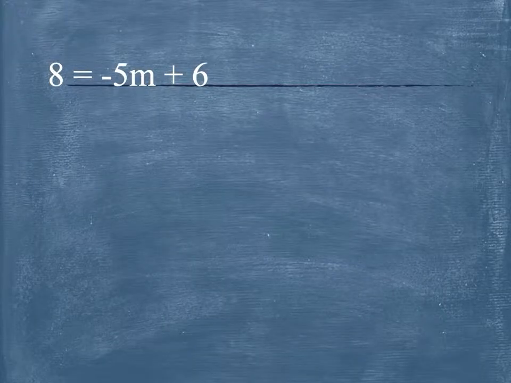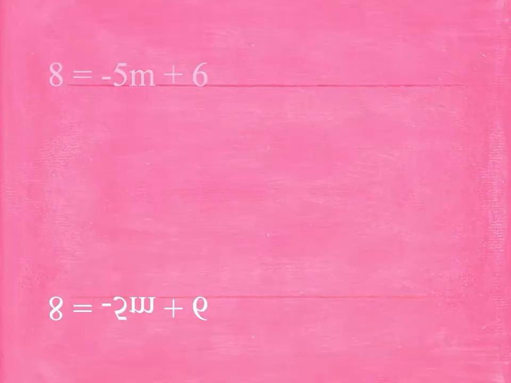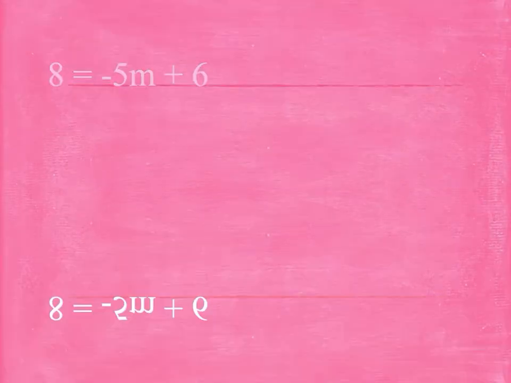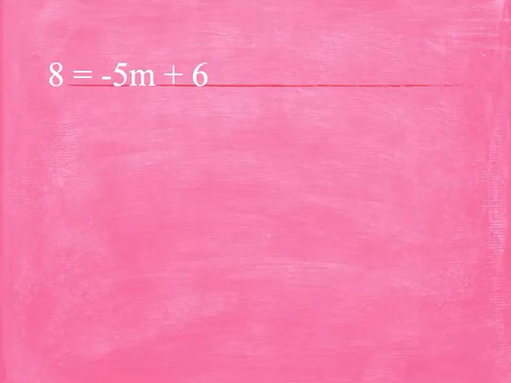Let's try this one. This one, the variable's on the other side. That's okay, we're going to solve it the same way. We're going to use equality to subtract 6 here. Alright? It's not attached to our variable. Negative 5 is attached to our variable. So here we're going to subtract 6. That makes 2 equal to negative 5m.